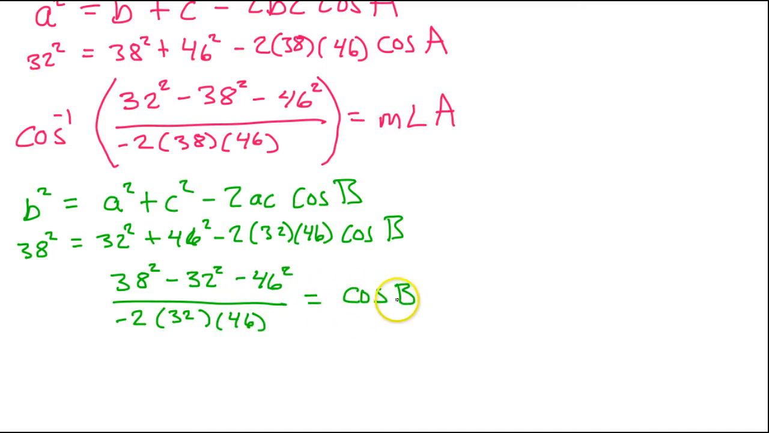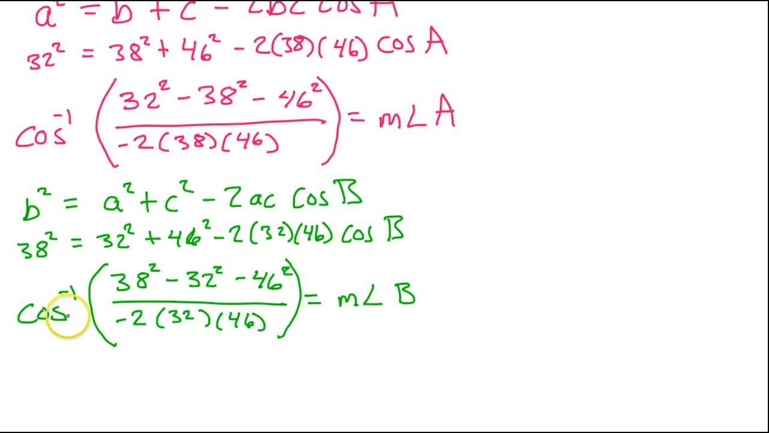But really we want angle B, not cosine of angle B. So if we want angle B, we need to find the inverse cosine of all of this. So I will do the inverse cosine of all of this, and then that's going to give me the measure of angle B.